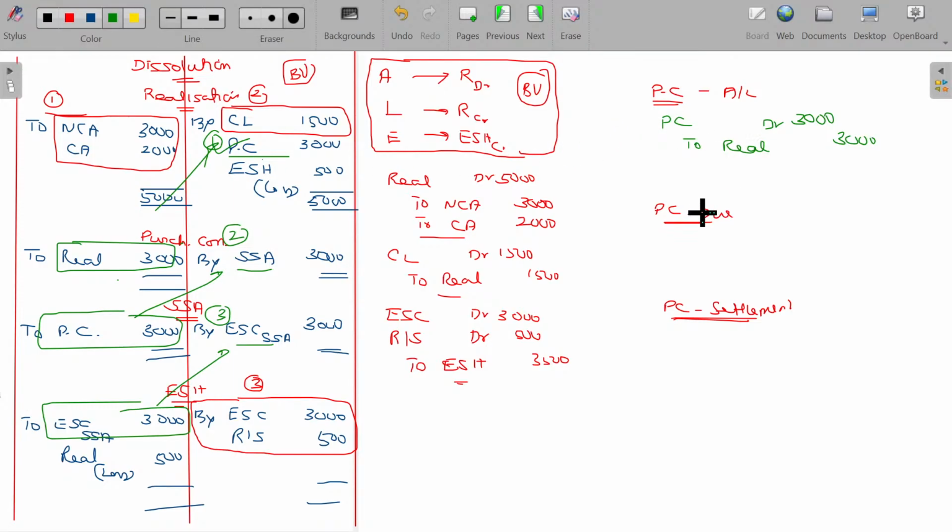Next one is due. Sir, you have to pay the amount. Whom? SSA. SSA is my debtor, because he takes over my assets and liabilities. For that he has to pay. He is my debtor, so I am debiting him. For what reason, sir? To purchase consideration. Okay. So sales. For us, it's a sale.